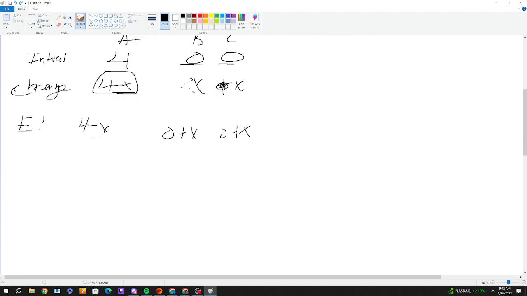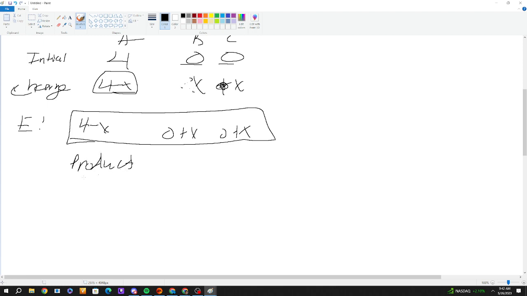So now that I have these algebraic formulas, what I'm going to do is the following. I'm going to put them in the equilibrium constant equation, right? And that's just the product over reactant, and that's simply going to be the following.